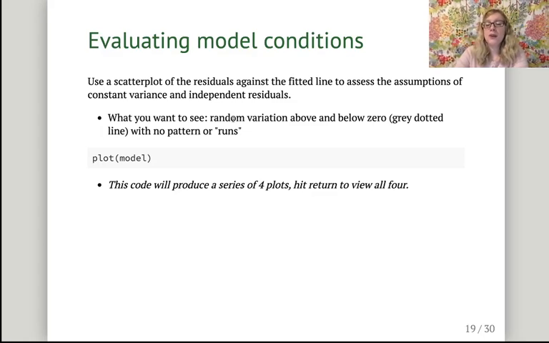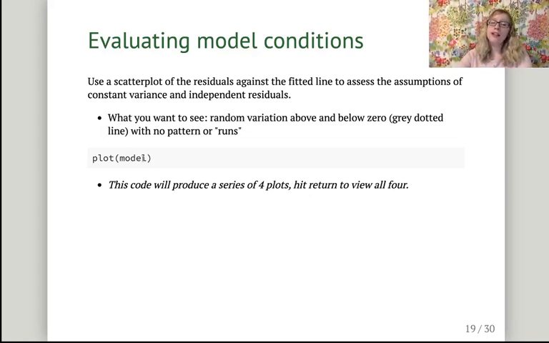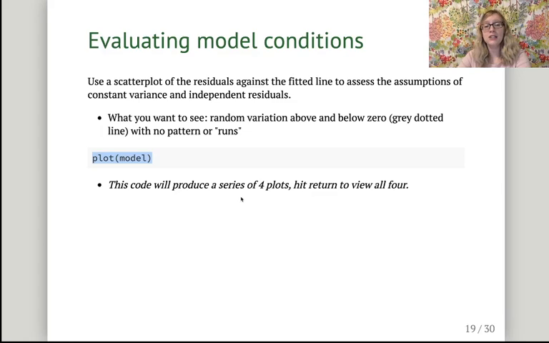So in order to evaluate the conditions of our model, we can use some plots of the residuals, or residual plots, to help us out. You can generate these using a function called plot. So we can just plot our model. You'll get 4 plots when you run this. We only really care about the first 2. So the first plot is a scatter plot of the residuals against the fitted line. What this evaluates is constant variance and independent residuals. So what you want to see in this plot is random variation above and below 0 with no clear pattern.